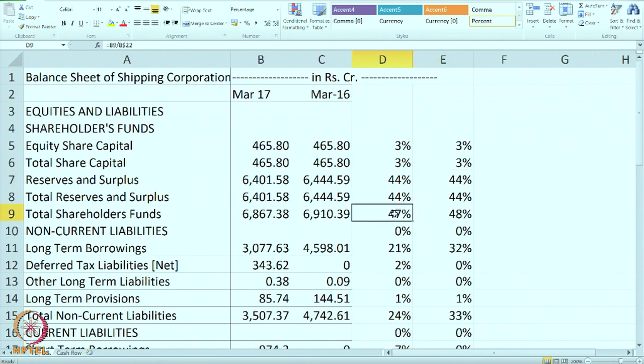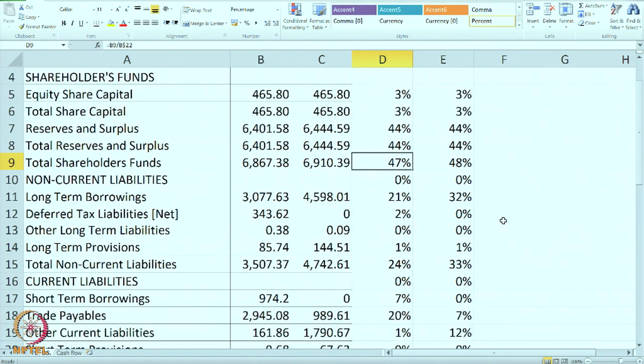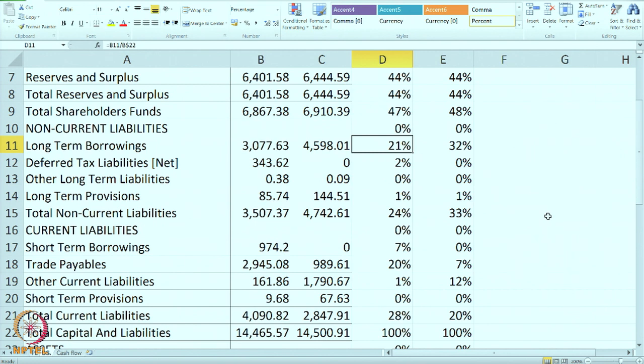So the total shareholders' funds were 48%, now it is 47%. Because of reduction in profit, there is a slight fall. Long term borrowings were 32%, and now they have gone down to 21%. Total non-current liabilities have of course fallen in line, from 33 to 24.